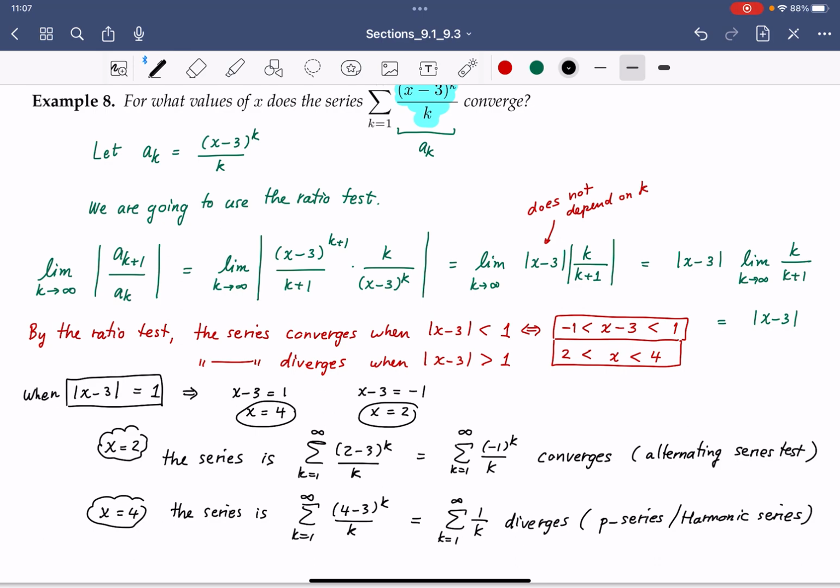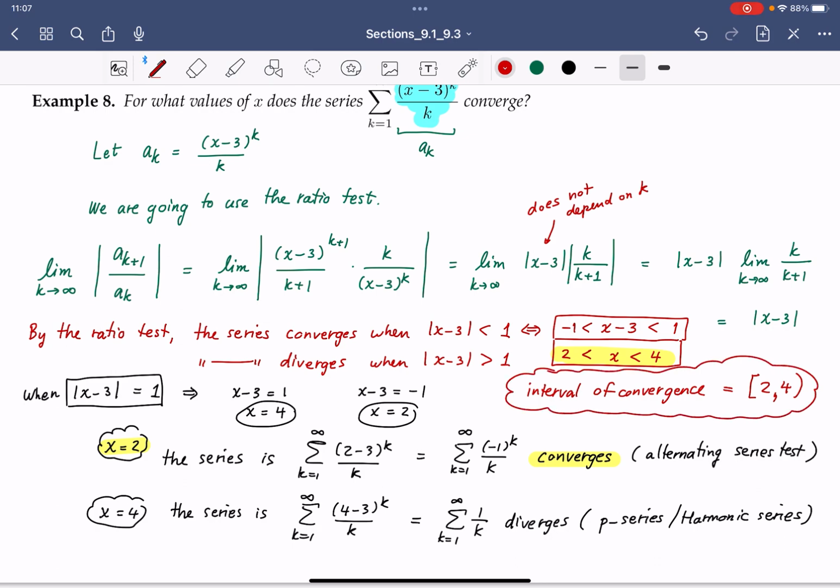So now with all the information you have here, you know that the series is going to be convergent when x is in between 2 and 4. And it's also convergent when x equals 2. So at 2, the series is convergent. At 4, the series is not convergent. So we can say that the interval of convergence includes 2 but not 4. This is the interval of convergence, and this is what you are looking for in the question.